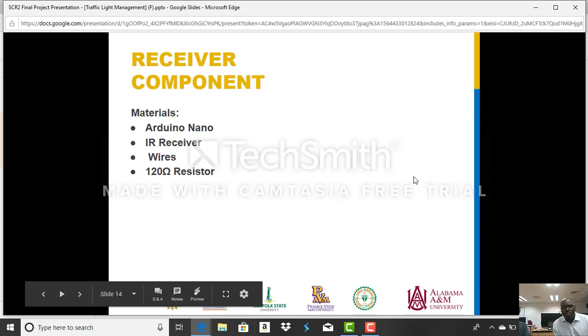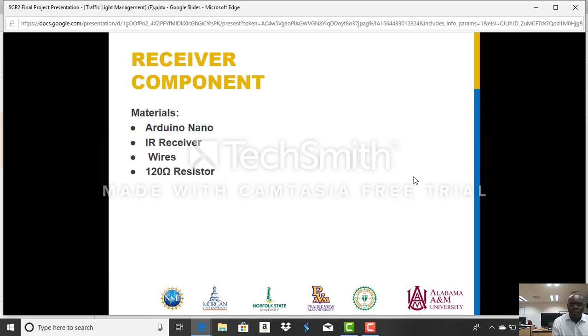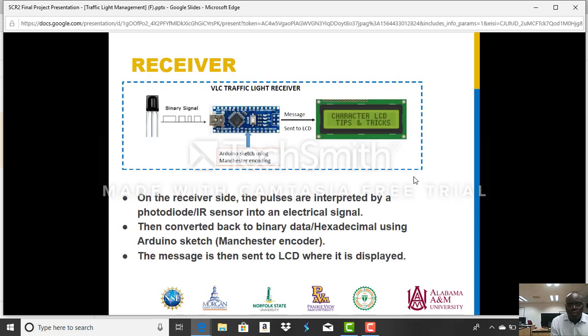So for the receiving components, we also used an Arduino Nano. We used the IR receiver, jumper wires, and 120 ohm resistors. So we have the IR receiver that receives the signals coming from the emitter. Those signals get converted back into binary or hexadecimal data based on the Arduino sketch that we had. When those messages get converted, they get sent to the LCD display.